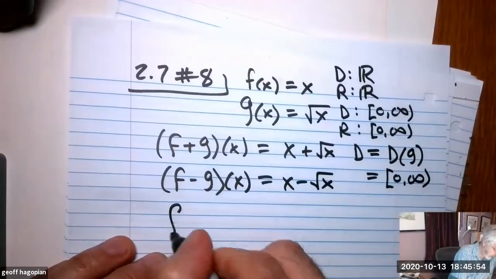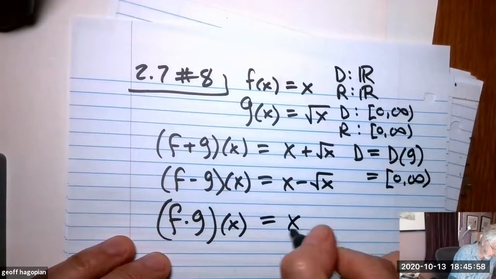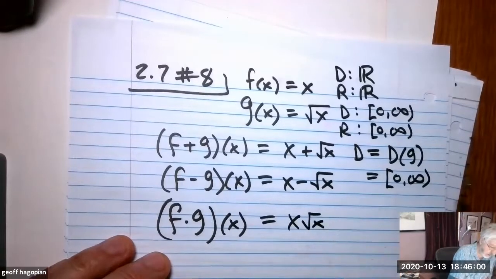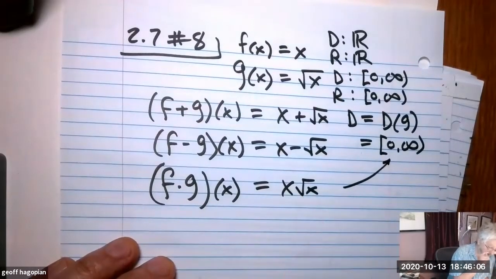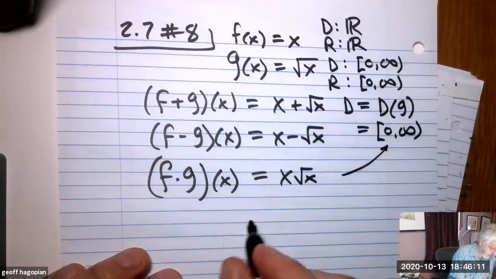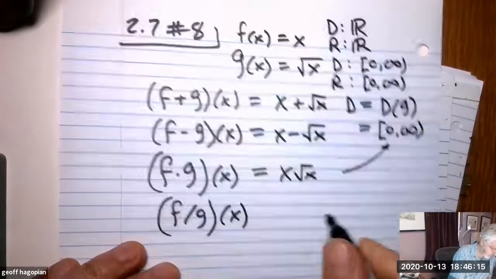How about f times g of x? Well, that's x times the square root of x, and you got the same thing, right? Same domain. In order for this to be a real valued expression, x must be greater than or equal to 0. So how about f divided by g of x?